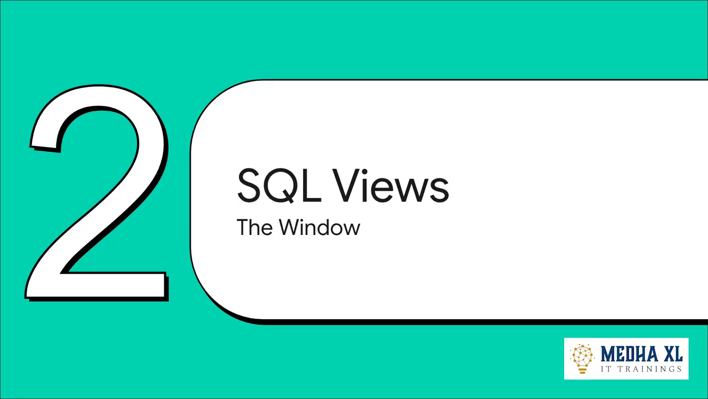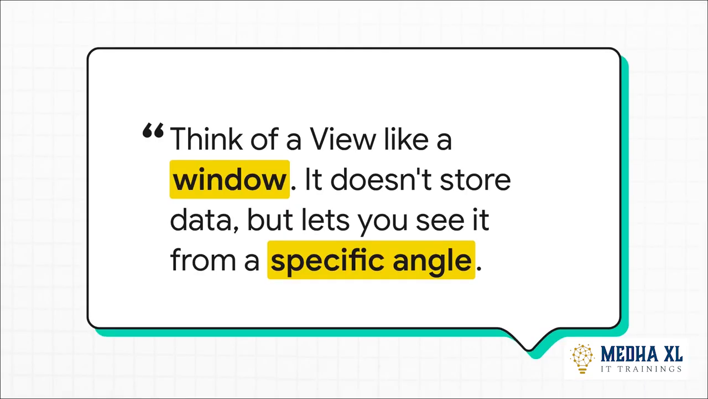First up is our smart tool, the SQL view. And honestly, the best way to get what these do isn't with some dry technical definition, it's with a really simple analogy. I want you to think of a view as a window into your database. A window doesn't actually contain the trees and the houses outside, right? It just gives you a very specific framed perspective of them. A view is exactly the same. It doesn't hold any data itself. It just gives you a predefined way to look at the data in your existing tables.